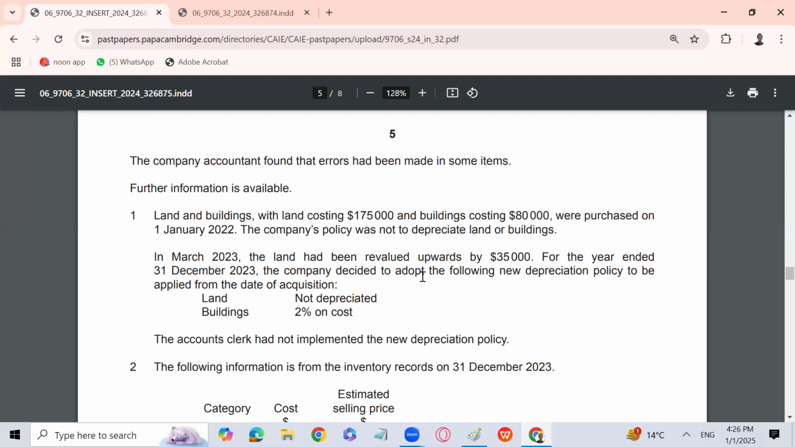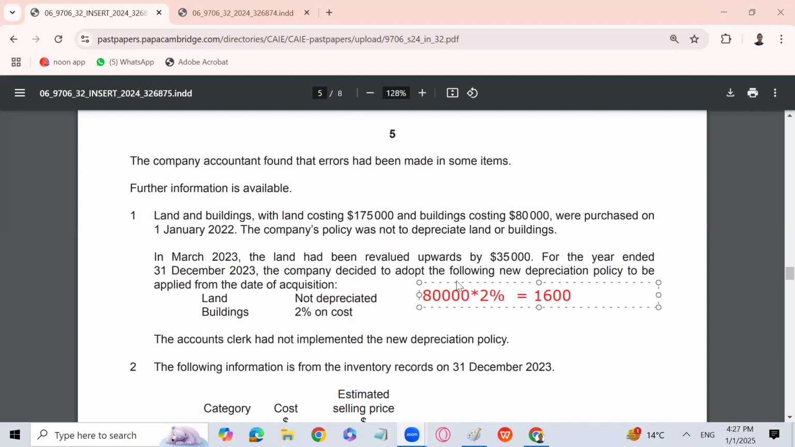So we have to charge depreciation on building at 2%. And remember this, the building has not been revalued. Land of 175,000 has been revalued by 35,000, so the revaluation reserve has nothing to do with the building. It is the building which needs to be depreciated, and it has not been depreciated in the past. So the treatment which comes to your mind is, sir, it's quite easy, you just start depreciating the building. The cost of the building is 80,000 and 2% of it is going to be how much? 1,600. Right? That makes sense. It's quite easy.